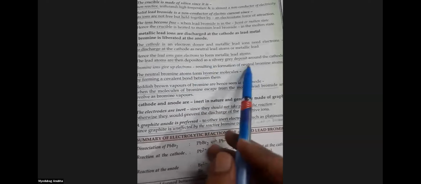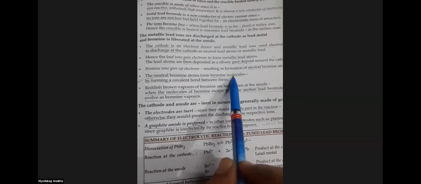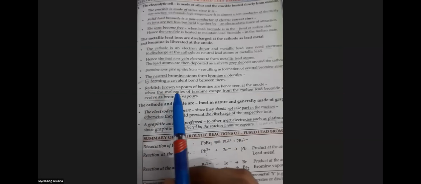So bromine ions give up the electrons, resulting in the formation of neutral bromine atoms. Neutral bromine atoms combine to form bromine molecules in the gas, with a covalent bond. Covalent means sharing. So the reddish brown vapors of bromine are seen at the anode when the molecules escape from the molten lead bromide in the form of gas.